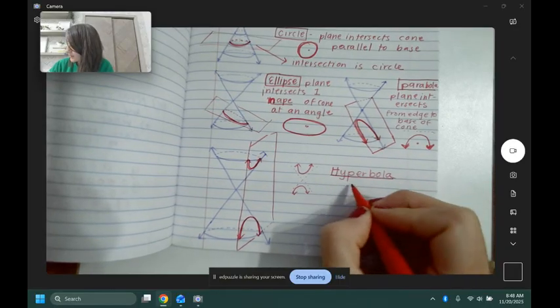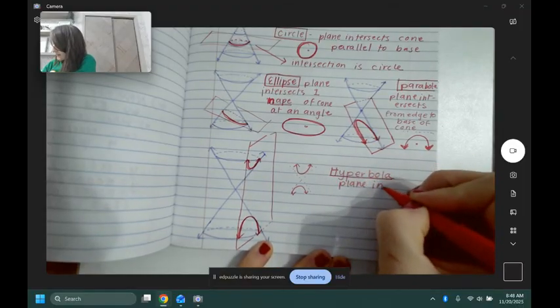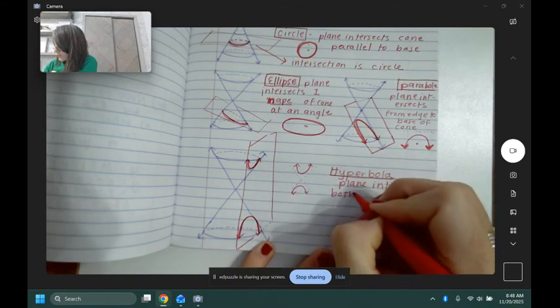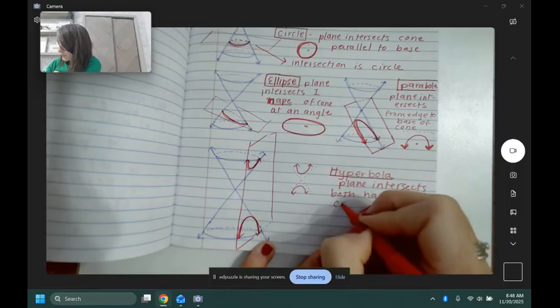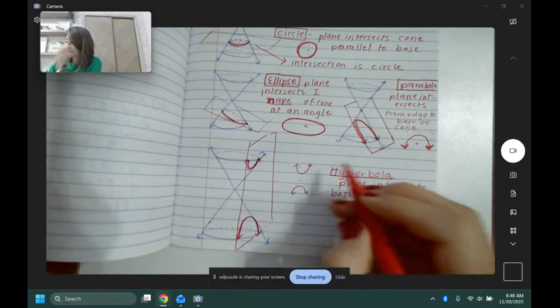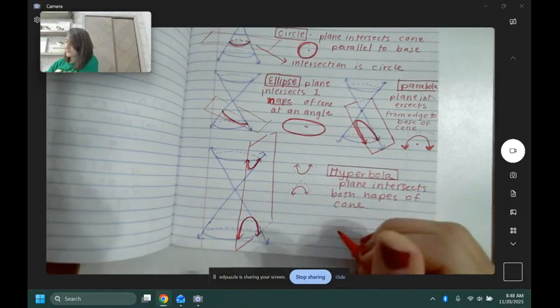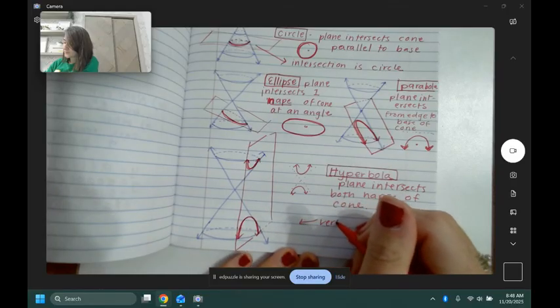A hyperbola, this is where the plane intersects both nappes of the cone. In this case, this one was a vertical.